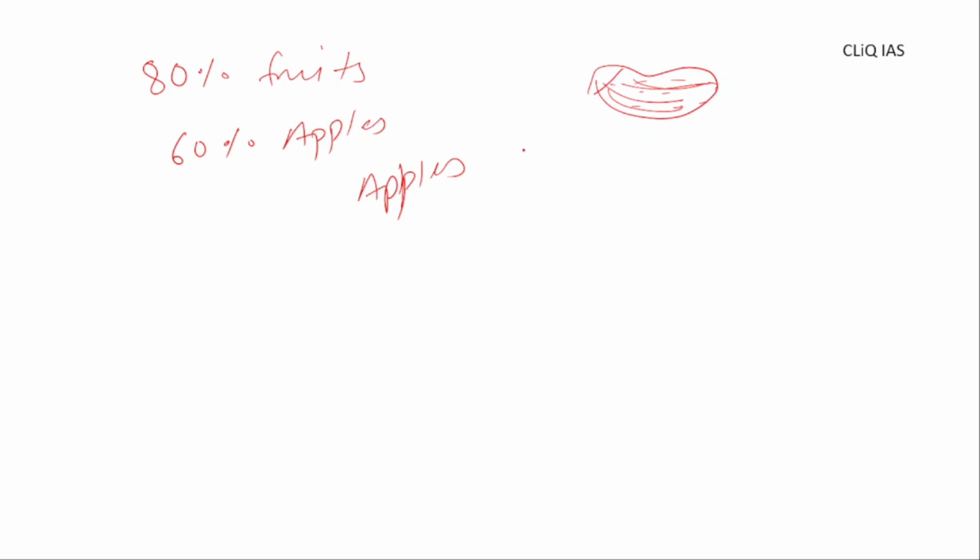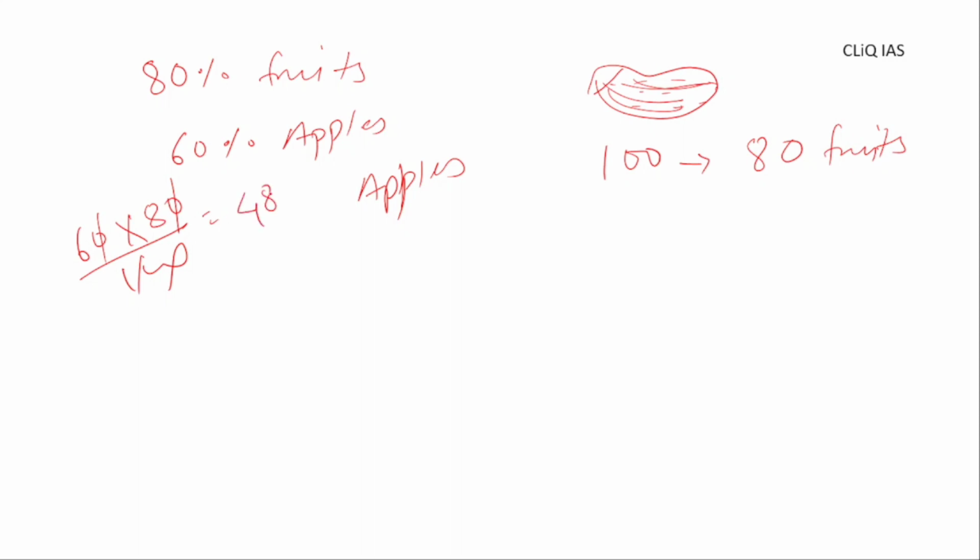As I told you in the previous video, when everything is in percent, simply take the reference as 100. Suppose the basket has 100 articles, and 80% are fruits. So 80% of 100 is 80. Out of 80 fruits, 60% are apples. So 60% of 80 is 60 into 80 by 100. 20 will cancel, and it becomes 6 into 8, that is 48. So 48 are apples.